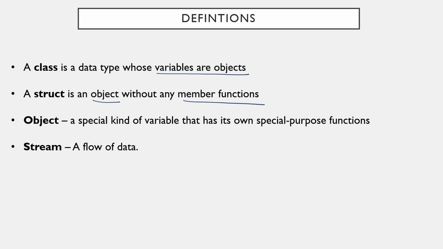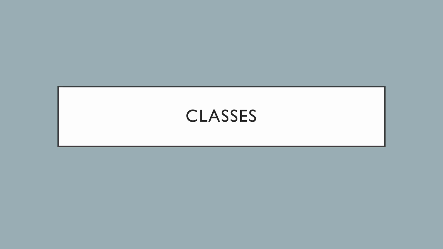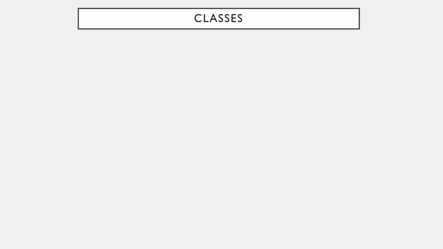And a stream is a flow of data. In the last module, we went over file streams, ifstream and ofstream, and those are also objects. When you declare an object of type ifstream or ofstream, you use the dot operator to access its member functions. You also have been using iostream, cin and cout, and you can use the dot operator to access member functions as well. So let's talk about classes.